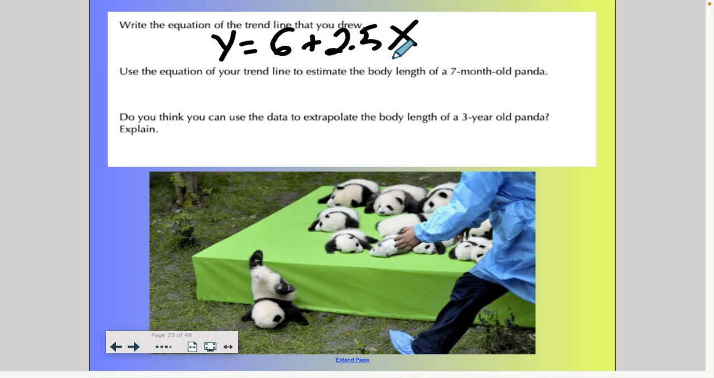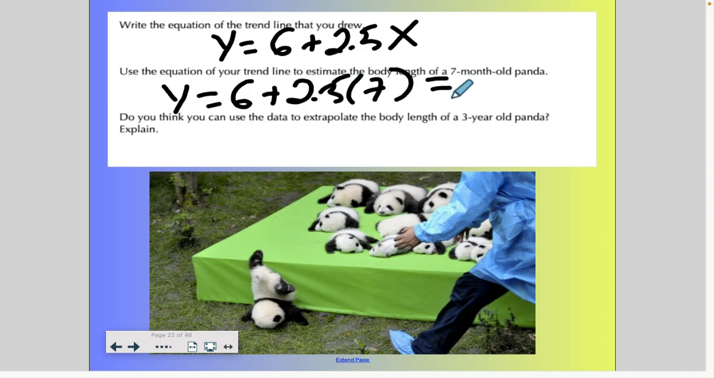Now we can do whatever we want. Use the equation to predict the body length of a 7-month-old panda. I would just replace x with 7. And you all have calculators. Somebody can tell me what my answer would be. If you know it, then just tell me. Is it 22.5-ish? Okay.